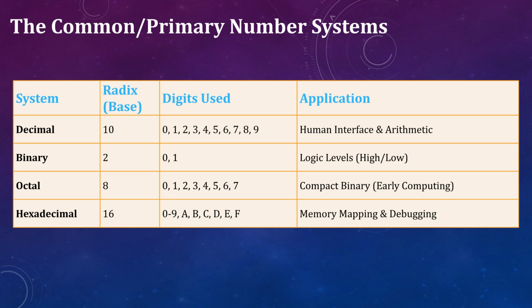The common number systems include decimal, with a base of 10, used for human interface and arithmetic. Binary, with a base of 2, is used for logic levels. Octal, base 8, is used for compact binary representation in early computing. Finally, hexadecimal, base 16, is used for memory mapping and debugging.